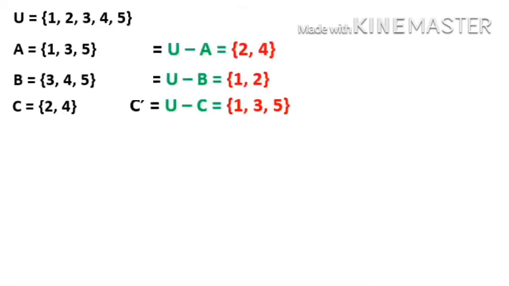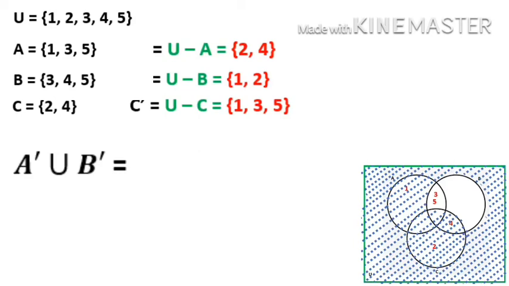Using the same example, you solve for A complement union B complement. Kabalo naman ta sa A complement, kabalo na pud sa B complement, then ato ra siyang i-unite. So, union. I-list na to tanan with no repetition. So, your answer is this.